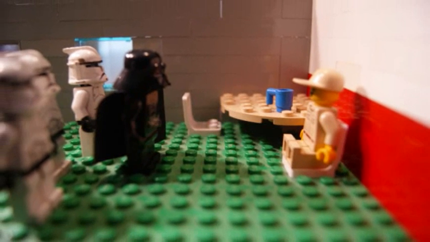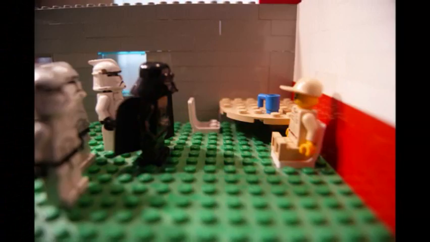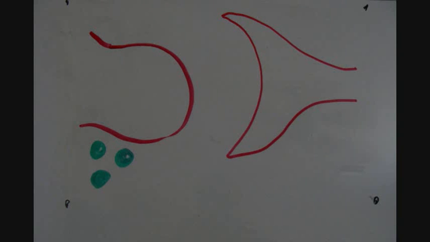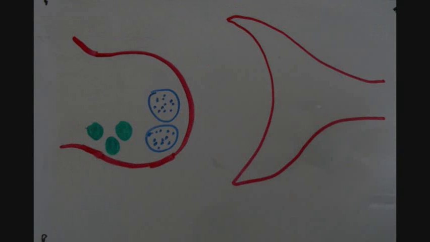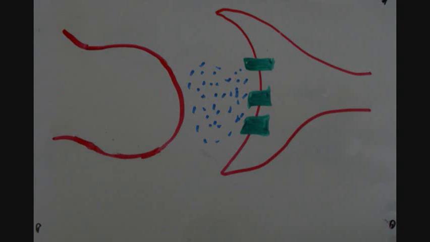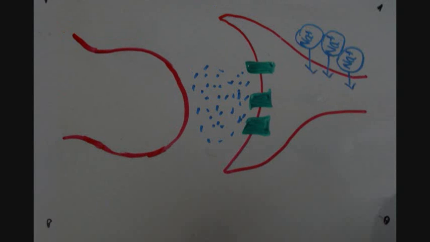Next, let's move to the synaptic gap. We have the axon terminal and the dendrite. First, calcium rushes in. Next, vesicles move via exocytosis. Third, the neurotransmitters are released and float across the synaptic cleft through diffusion. Fourth, the neurotransmitters attach to receptor proteins, triggering an influx of sodium in the postsynaptic neuron.